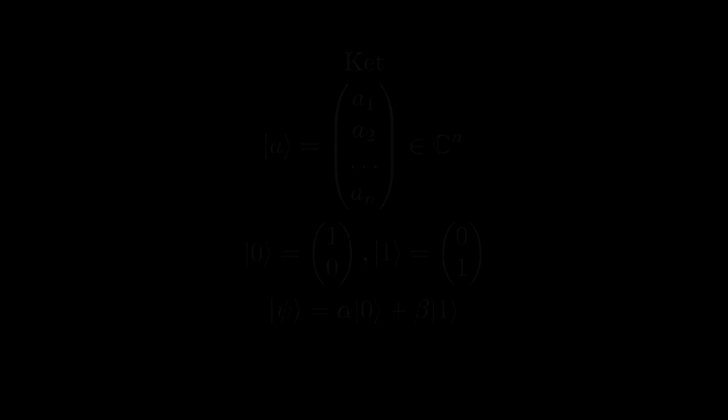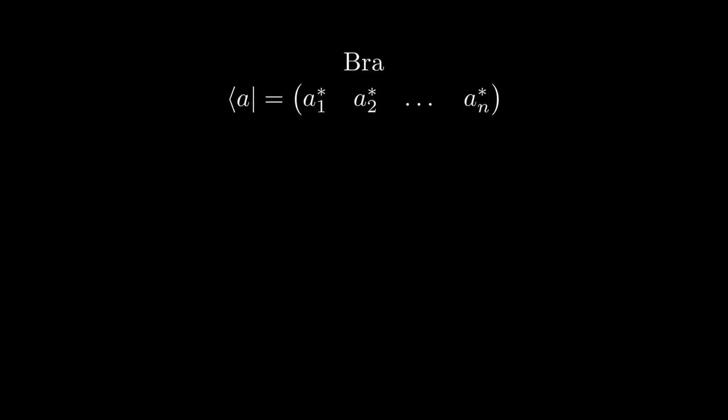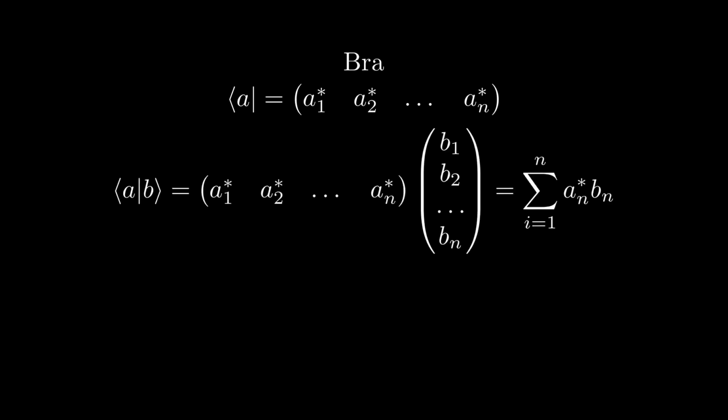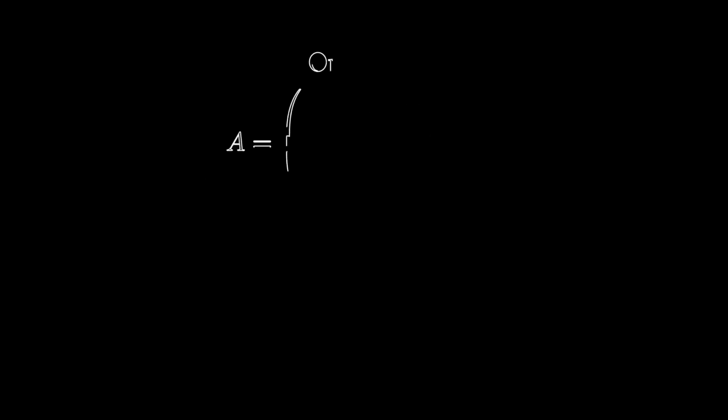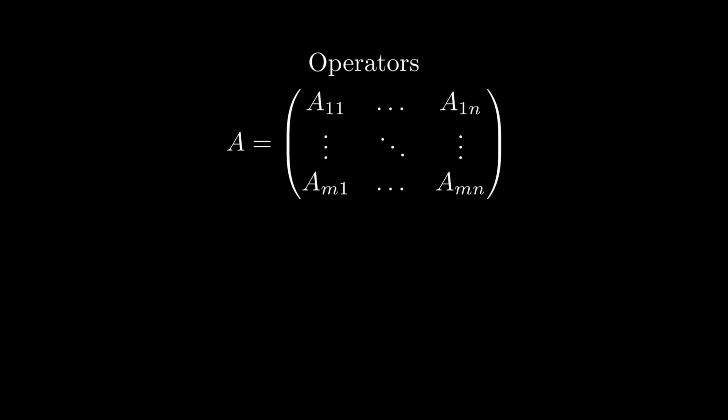A bra is denoted as follows and is simply the conjugate transpose of the corresponding ket. This means that we simply transform the column vector represented by the original ket, conjugate all its elements, and then transform it into a row vector. We can combine bras and kets like this, omitting the duplicate line in the middle to denote an inner product between the two vectors. The last major type of object we deal with in this formalism are operators.